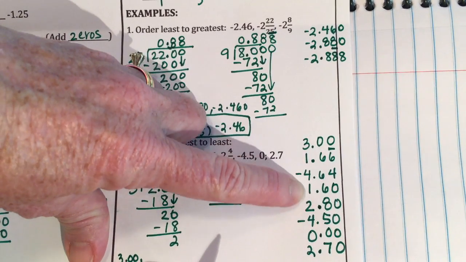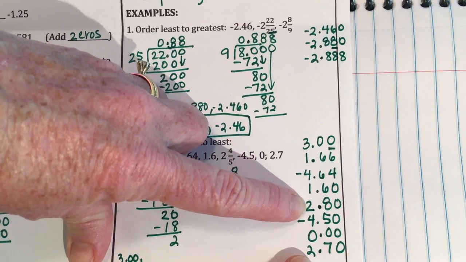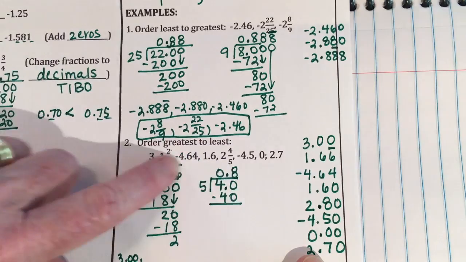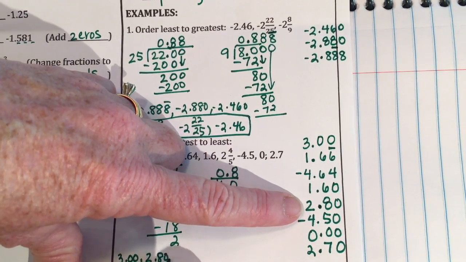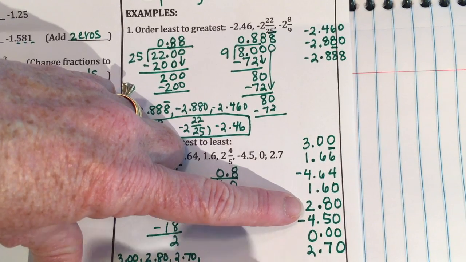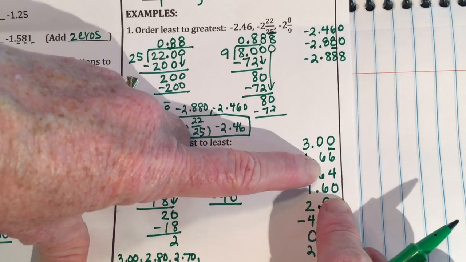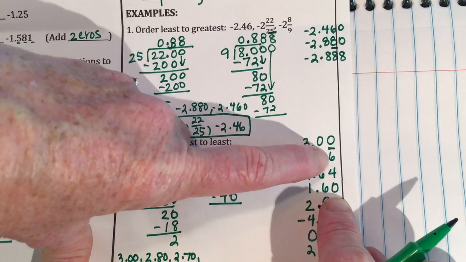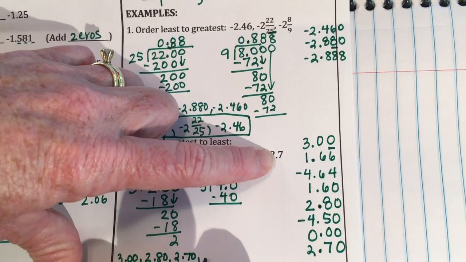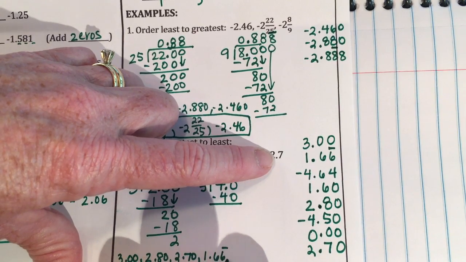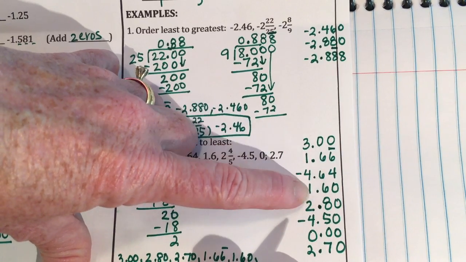Okay, and the next one, I can look at the whole numbers first and then look at their decimals. So which is bigger, 2.8 or 2.7? And I'm going biggest to smallest, so I want bigger. 2.8 would be next. Then 2.7. Now I go to my 1, the whole number with a 1, and then I look at the digits after that. So which is bigger, 1.66 or 1.60? 1.66. 1.60 would be next.